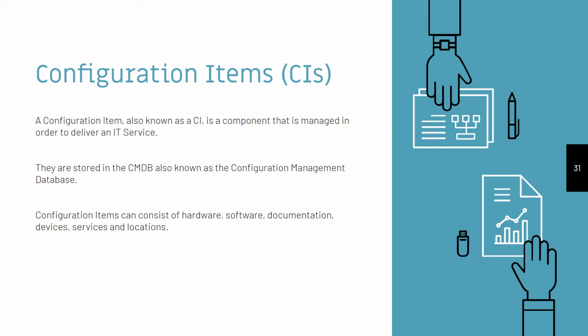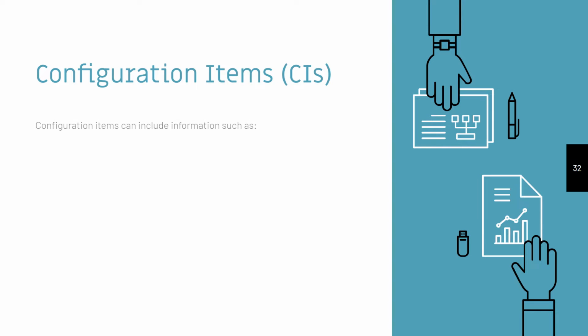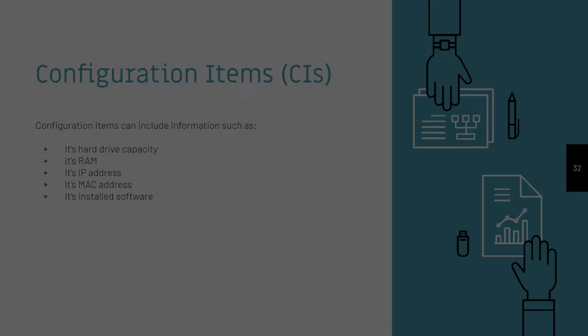Configuration items also contain all of the configuration information relating to its CI. For example, the configuration item of a computer can include information such as its hard drive capacity, its RAM, its IP address, its MAC address, its installed software, and so on and so forth.